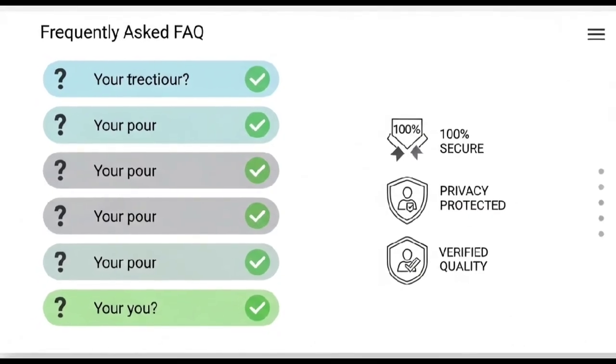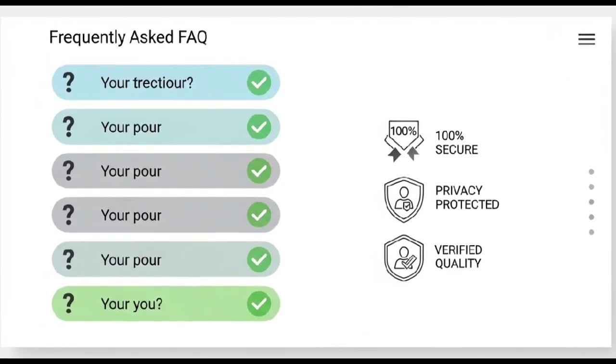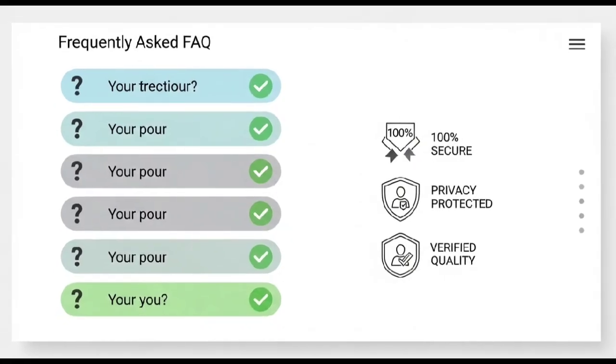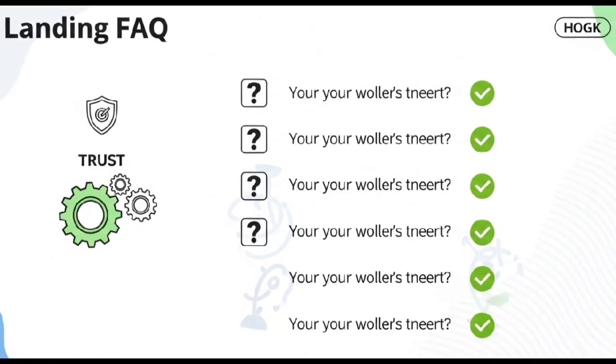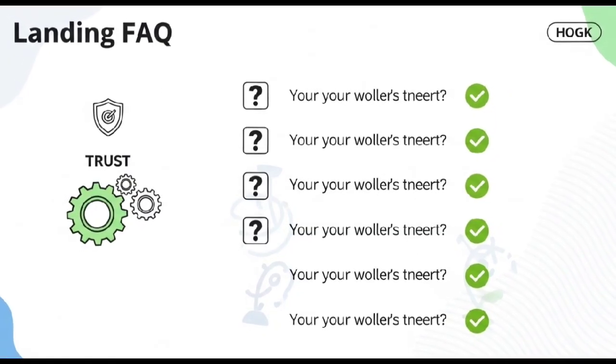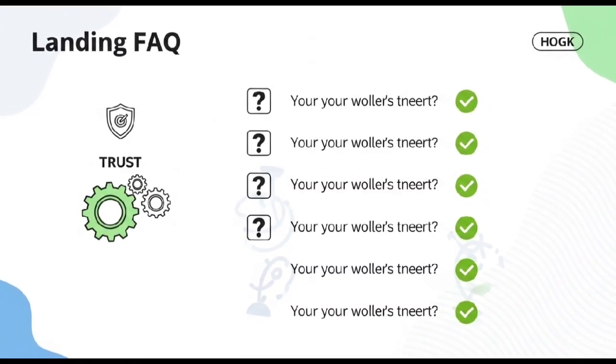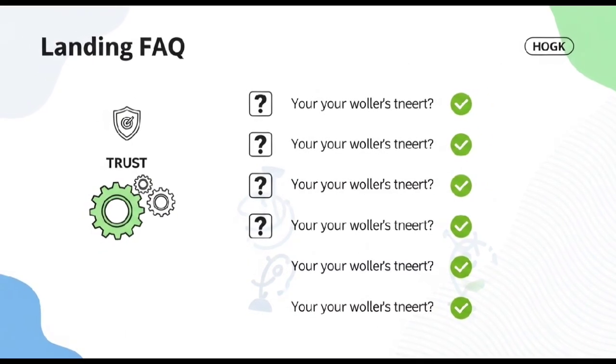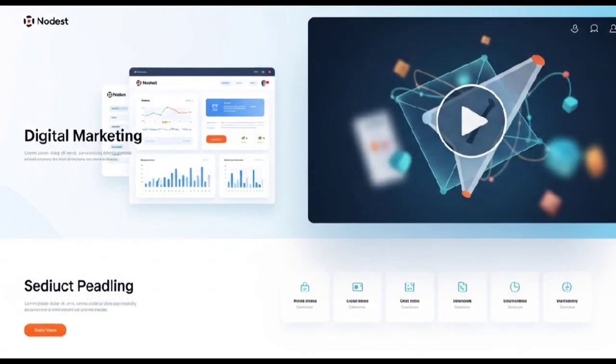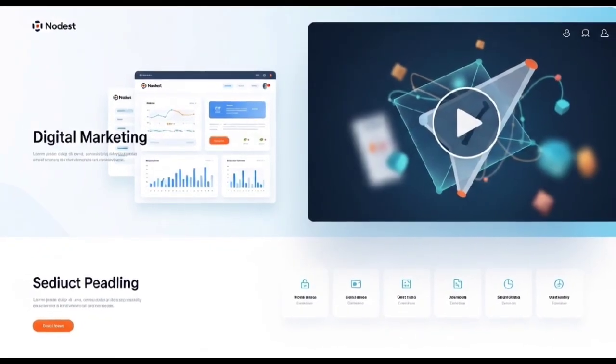Solve objections. People have doubts. You must answer them. Common doubts are: is this safe? Will this work? Is it worth the money? You can answer these with FAQs and guarantees. For example, a 30-day money back guarantee. This reduces fear.